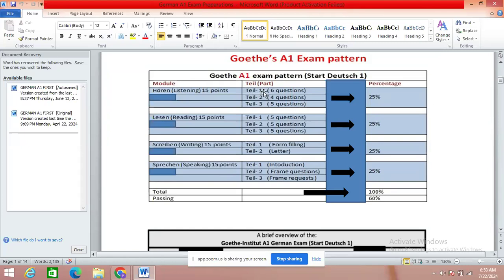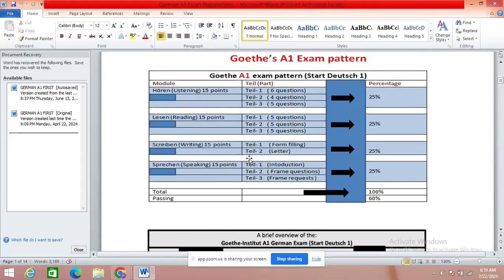In Teil 1, there are six small questions, subparts: question A, question B, question C. Like this we are going to have a number of questions. So in Teil eins we have six small questions, Teil zwei we have four small questions, and in Teil drei we have five small questions. Similarly, for the Lesen, which means the reading, we are going to have three questions. Each Teil is going to have five small questions that we need to solve.